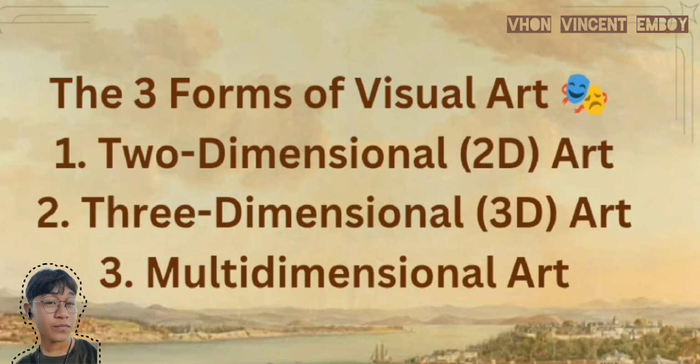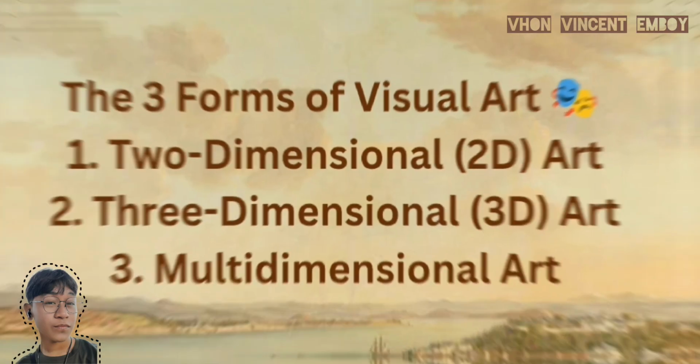As a second reporter, I'll be breaking down the three physical forms that visual art can take. We categorize them based on how they occupy space, ranging from flat images to physical objects, and even digital or moving experiences. So the first one is 2D.